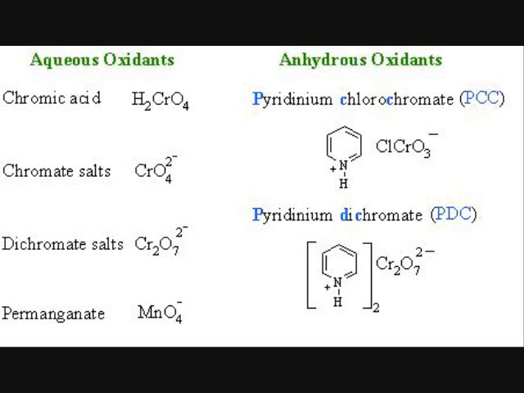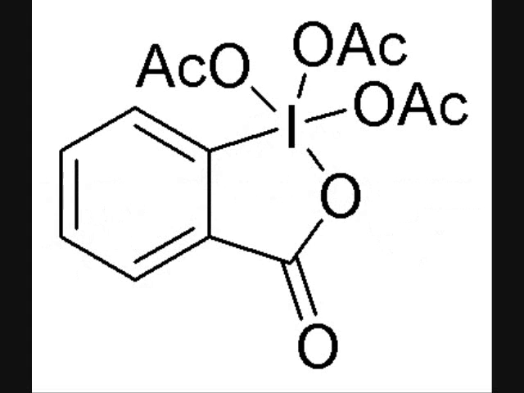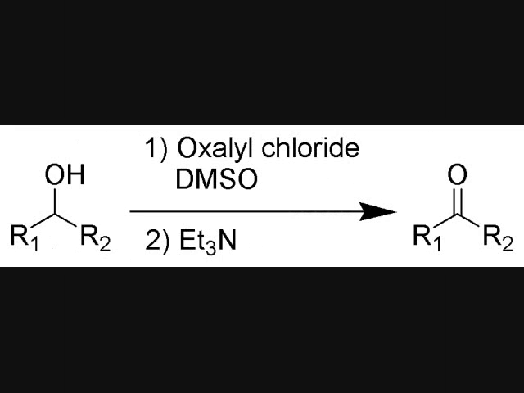There are other methods of oxidation that do not involve chromium compounds, such as the strong oxidizer sodium hypochlorite, a common ingredient in bleaches, or weaker oxidizers seen with the Dess-Martin periodinane, or DMP reagents, or the Swern oxidation method.